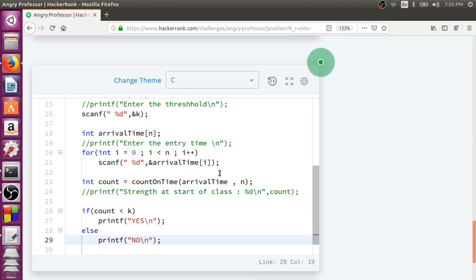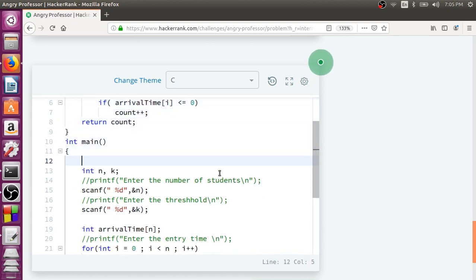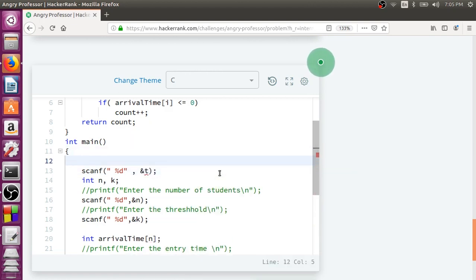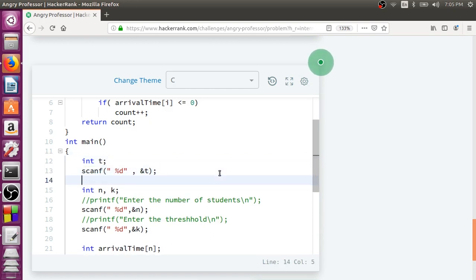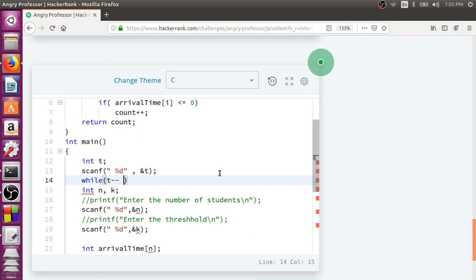Then it says that we need to perform this T number of times. So first we need to read the number of test cases. The printf is not required, so you can just write the scanf to read the number of test cases here. Let's declare this variable before, and then we need to run a loop for T number of times. While T minus minus. Simple.